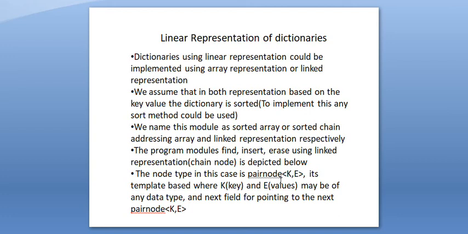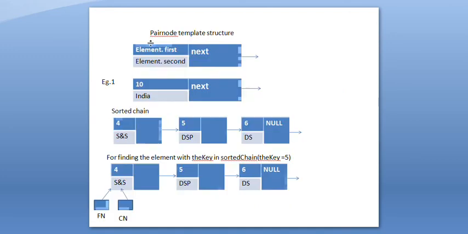Each node will have these fields, and also there will be a pointer. The third field is a pointer, the next field, which will point to the next node. This way we define a template node. I'll just show you the pictorial diagram of how the structure looks for a template node, the pair node. The pair node will be of this form, with the element dot first field.